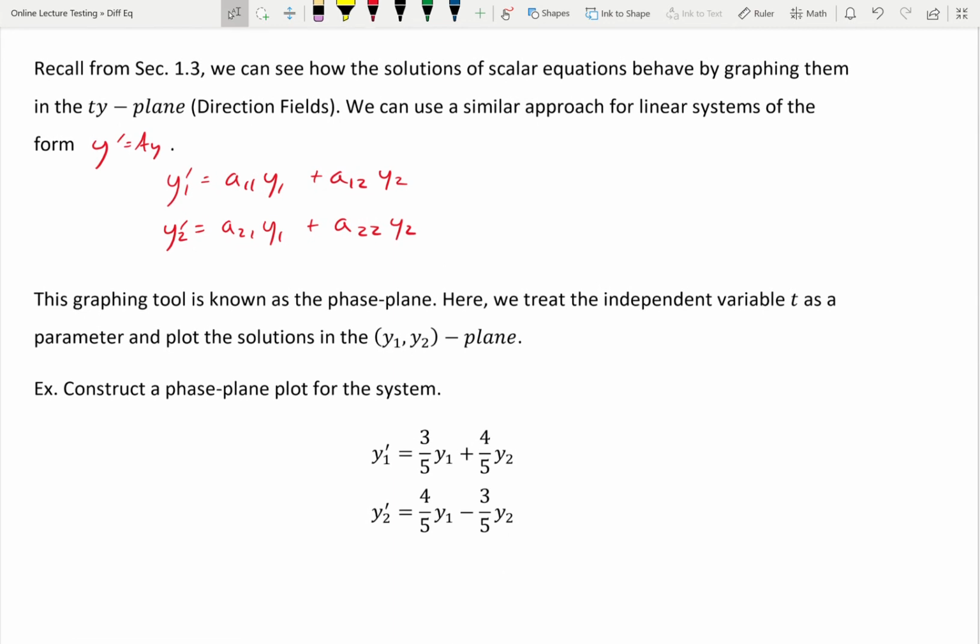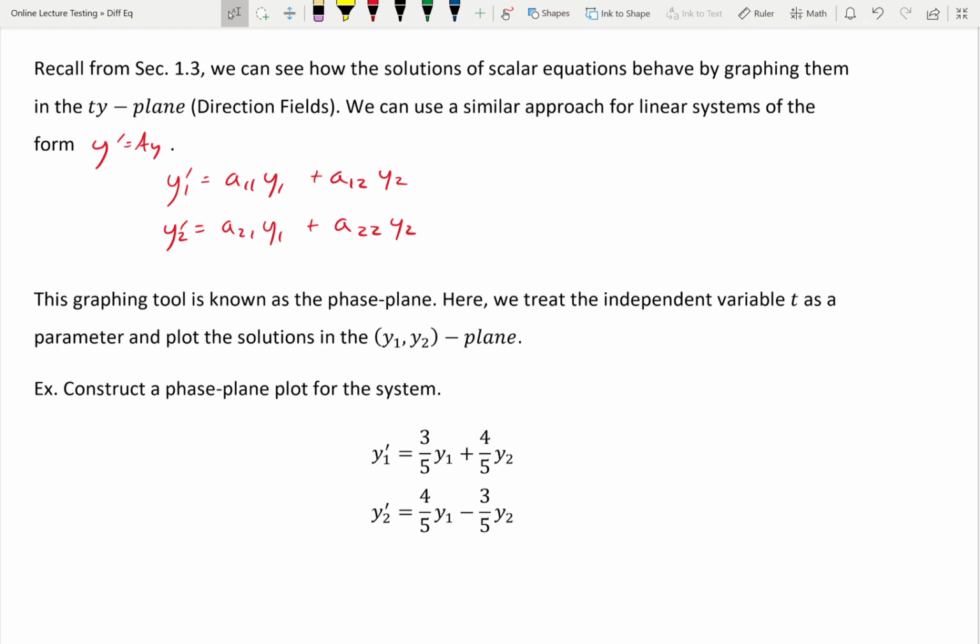So this graphing tool is known as the phase plane, and we're going to construct one here in just a second. I'm also going to give some helpful hints on how to graph these, because these filaments we can draw, but they also have a direction to them as well, since we are dealing with vectors. So here we create the independent variable t. This is a little bit different, so it's not as direct as what we dealt with for direction fields. There is a difference to these.